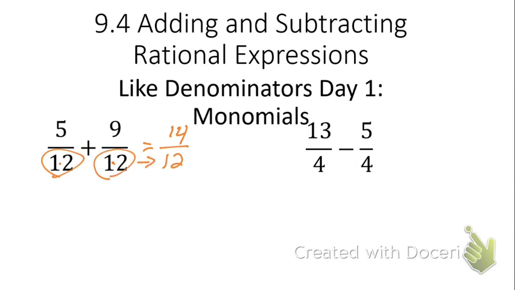You don't add those denominators, okay? Now, at this point, I would put a box around it, and I did, but you can simplify it. They're both divisible by 2. So I get 7/6. Always check to see if you can simplify afterwards.